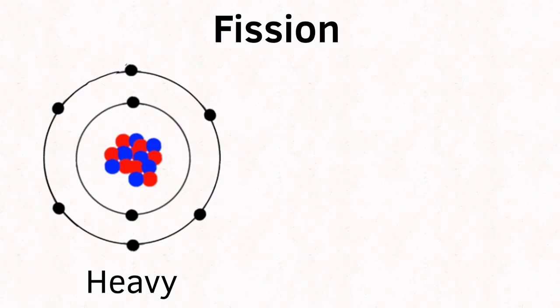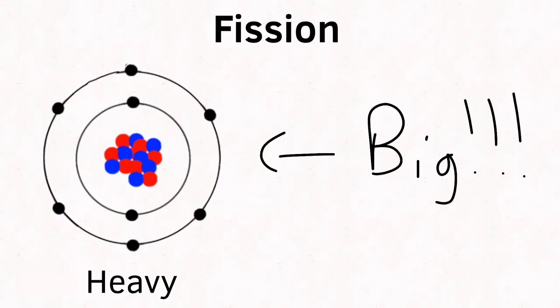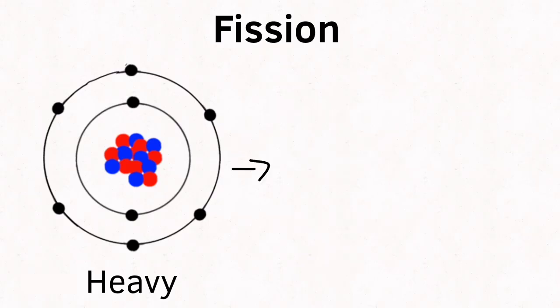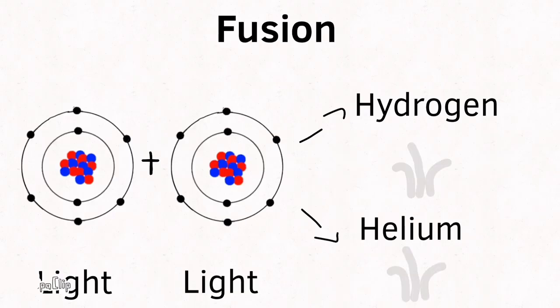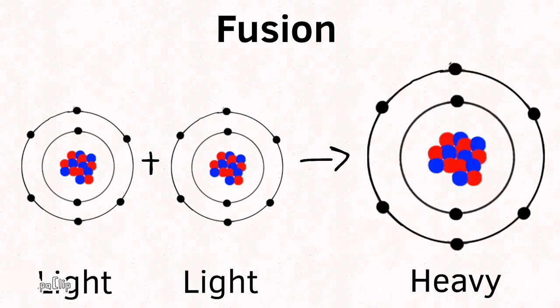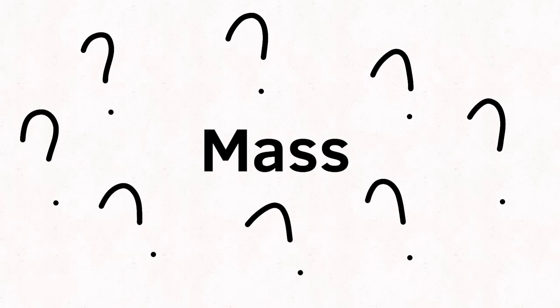The fission of a nucleus is having a heavy nucleus, which is a very big boy, such as uranium and plutonium, split up into smaller light nuclei, small little children. Fusion is the other way around, with light nuclei such as hydrogen and helium joining together to form a heavy nucleus. So what the hell does this have to do with mass?